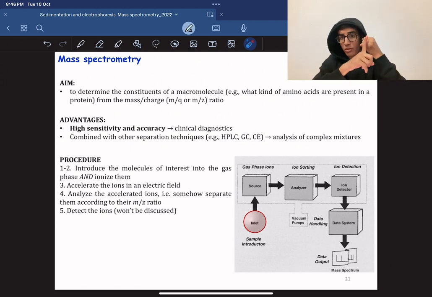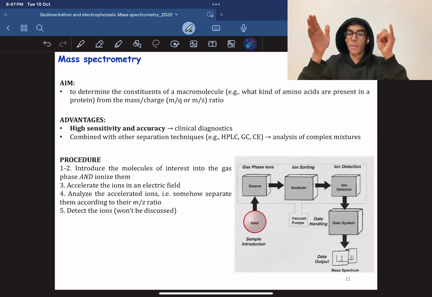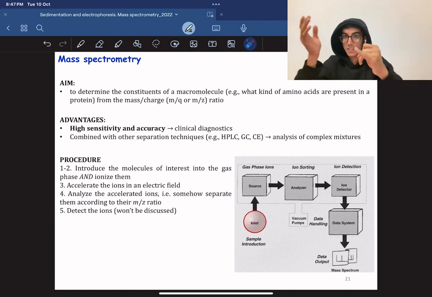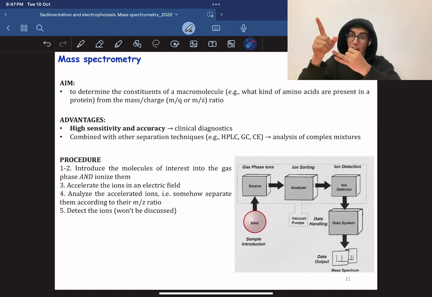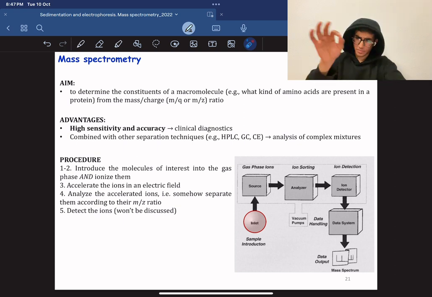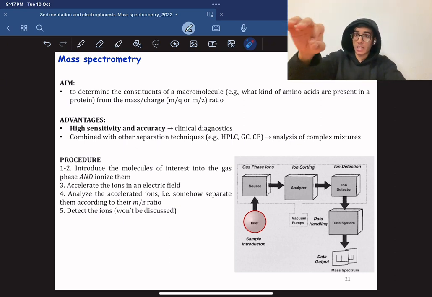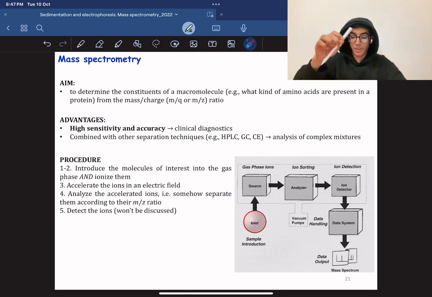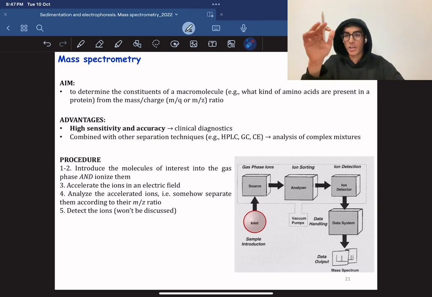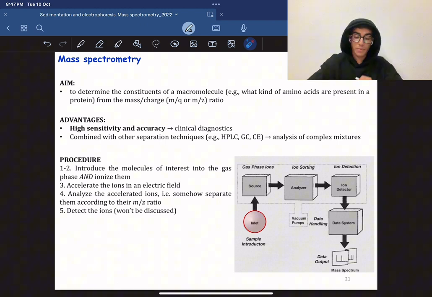Then we have gel electrophoresis. Differentiate DNA in particular on the basis of charge and size. SDS-PAGE and isoelectric focusing, which are usually going hand in hand, focus on differentiating proteins based on the molecular weight, not charge. Okay, so yes, let's start with mass spectrometry.